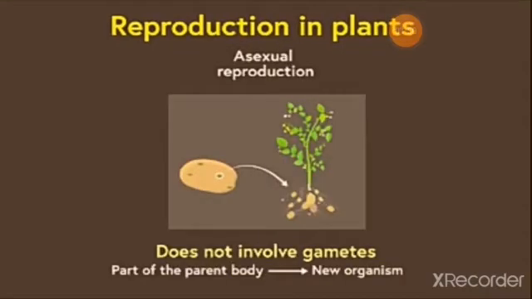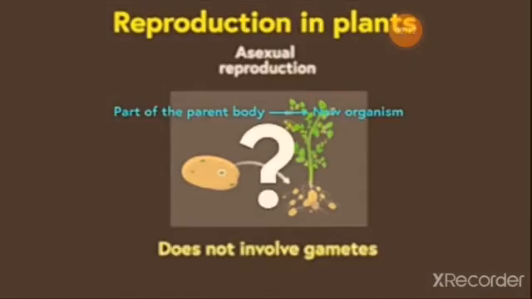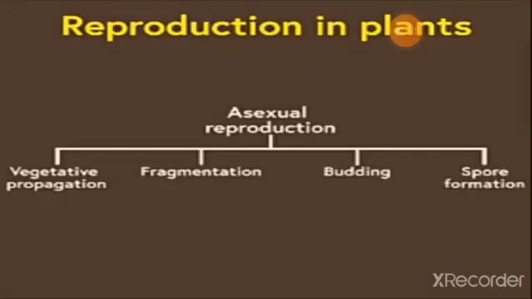In contrast to the previous type, asexual reproduction does not involve gametes. It is a type in which some part of the parent body will be capable of growing into a new organism. But which part of the parent body will grow into a new organism? Based on various factors, asexual reproduction is further categorized into subtypes. A few of them include vegetative propagation, fragmentation, budding, and the last one is spore formation. Let's get introduced to each one of them.